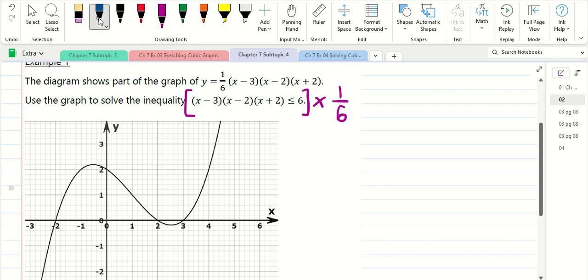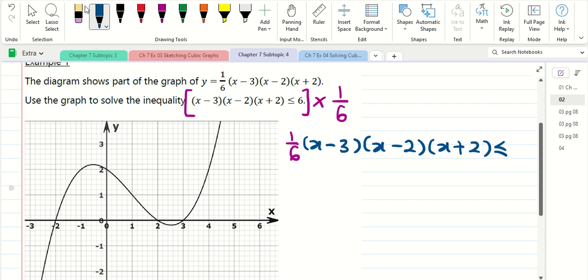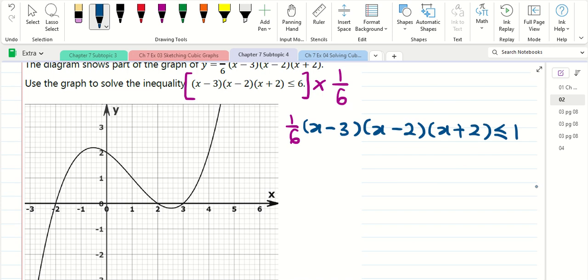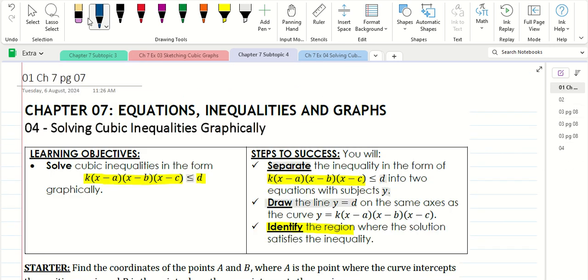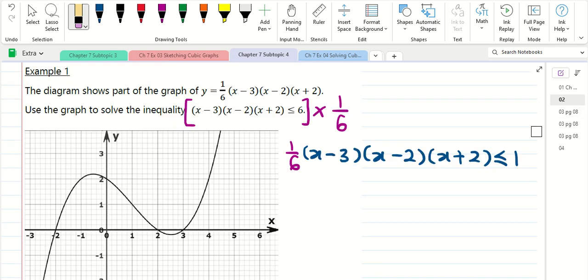So here, 1 over 6 will be multiplied on the left side, and the rest of it will be (x minus 3)(x minus 2)(x plus 2). The inequality is less than or equal to, and the number 6 multiplied with 1 over 6 will give you 1. As you can see from the last step, you will draw the line y equals d. In this case, your line is y equals 1.